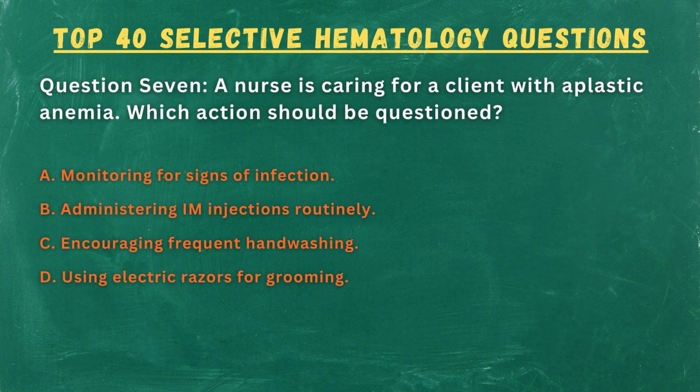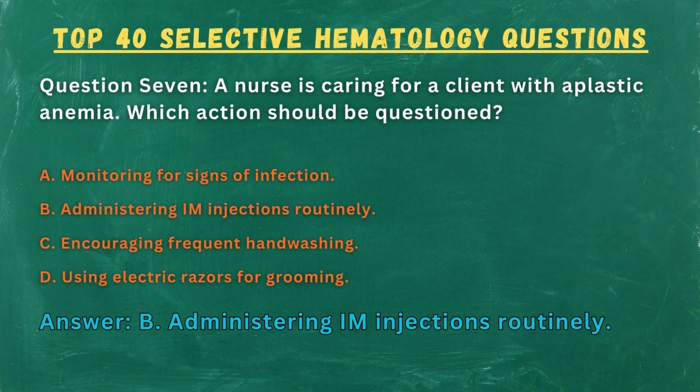Question 7. A nurse is caring for a client with aplastic anemia. Which action should be questioned? A. Monitoring for signs of infection. B. Administering IM injections routinely. C. Encouraging frequent hand washing. D. Using electric razors for grooming. Answer. B. Administering IM injections routinely.